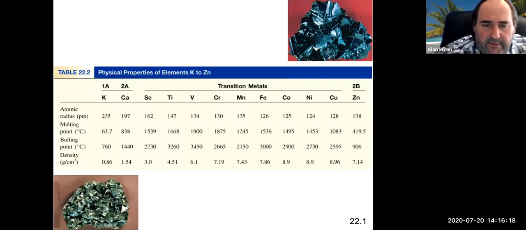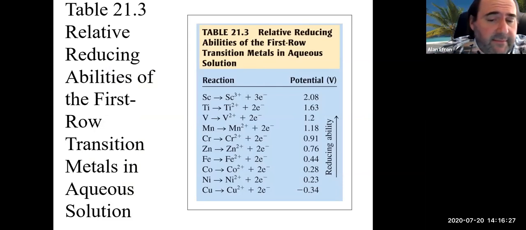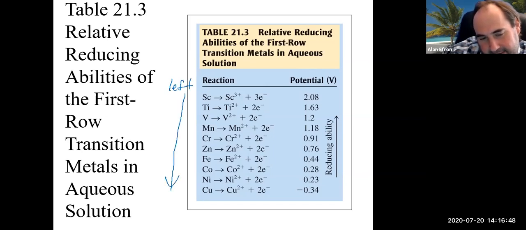Here's another table with some other properties similar to what we were talking about. This is a table of relative reducing ability of our first row transition metals. Reducing ability here is increasing as we go up this table. And just for orientation purposes, this is left to right on the periodic table. So that's your first row transition metals going left to right, starting up here, if you look at your periodic table. And what we see is the reducing ability increases that way.